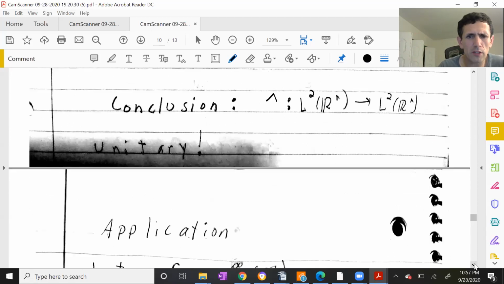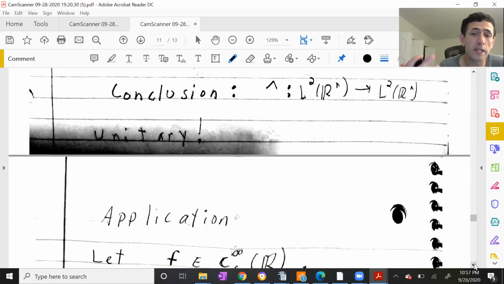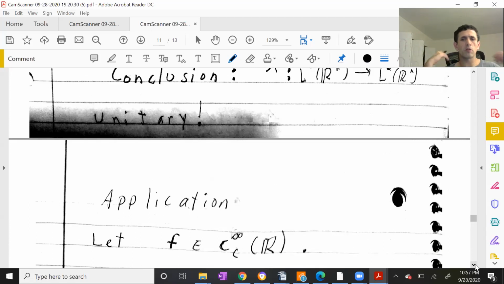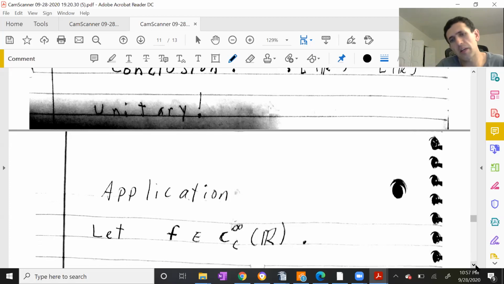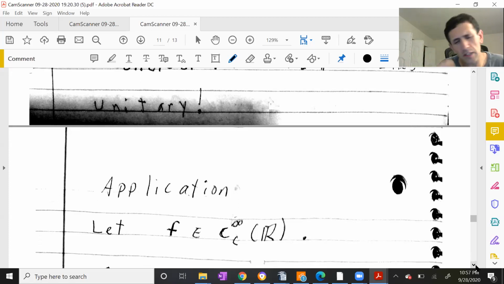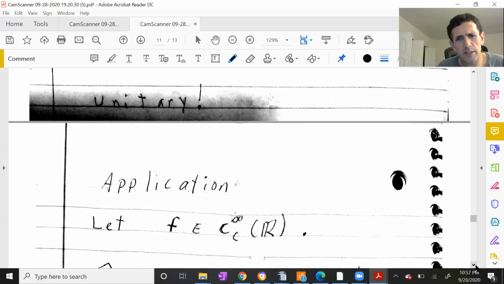So I do want to discuss one application to PDEs, and we're going to be very informal here, a little informal. You can really make this more rigorous by using a theory of distributions and talk about the Fourier transform of a distribution. I don't really want to get into that. You'll definitely learn that if you do PDE theory. Okay, so let's take f in C infinity with compact support.